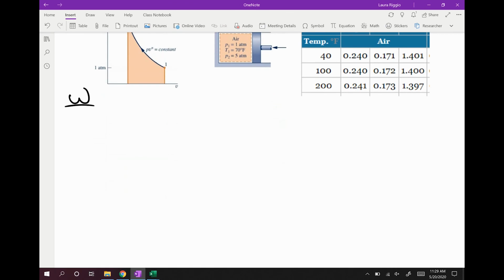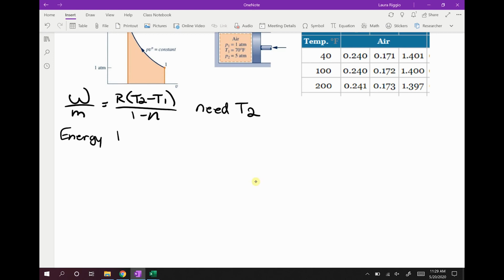So our work per unit mass is equal to R(T2 minus T1) over 1 minus n, but we need T2. How can I find T2? Well, I'm going to do an energy balance, which shows me that my heat transfer is equal to my change in internal energy plus my work per unit mass.